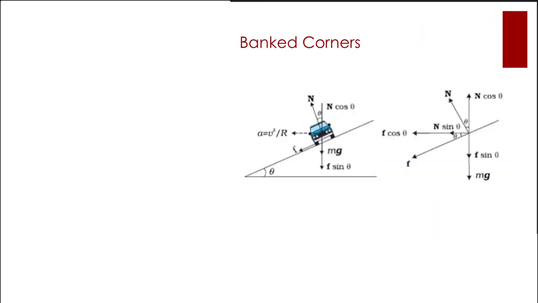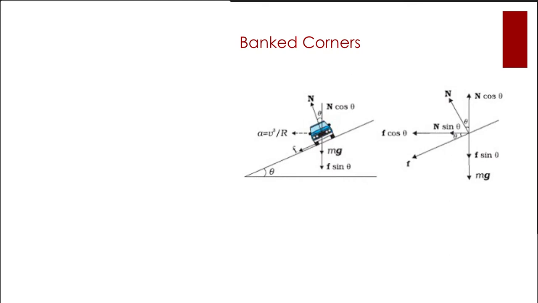Okay, so let's do some more examples now. Let's think about having a banked corner. What that means is you can see my car is now on a slight angle as I go around the corner. It is traveling on the road out of the paper towards me.